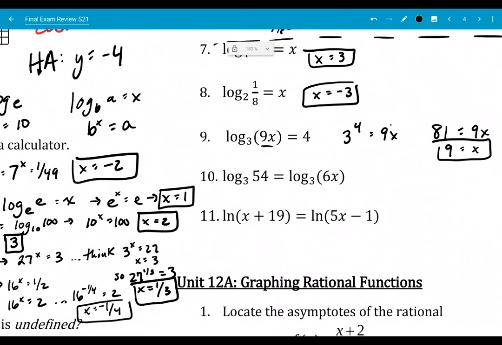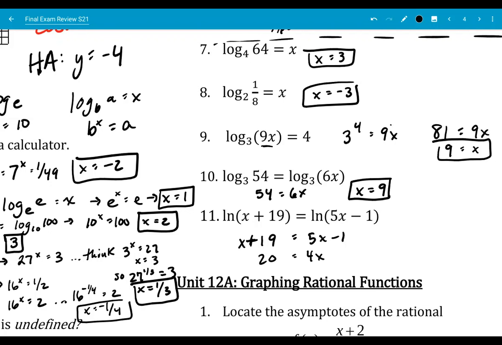When I have a log on both sides, the logs here will cancel. So this problem really is just 54 is equal to 6x, which is 9. Same thing if everything has a natural log, the natural logs will cancel and I can just solve their insides. x plus 19 is equal to 5x minus 1. Working this around, 4x is equal to 20. So x is equal to 5.